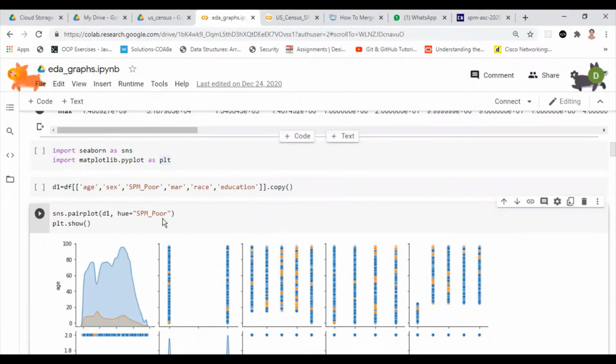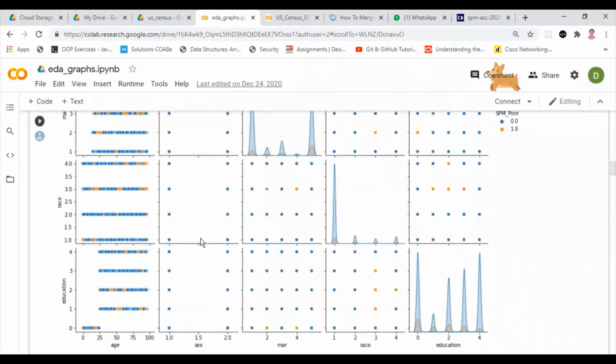Now coming to the visualization part of the dataset. Here we can see the pair plot which corresponds to SPM poor, that is, which indicates whether an individual is poor or not. For example, we can see with respect to education and poverty. Here, blue dot means that the person is not poor, and orange dot means that the person is poor.